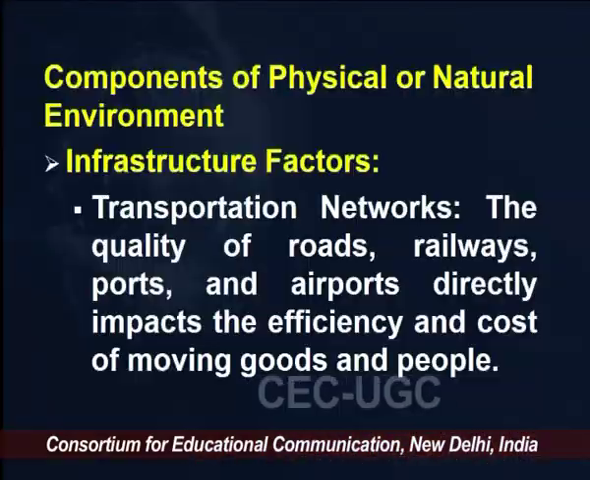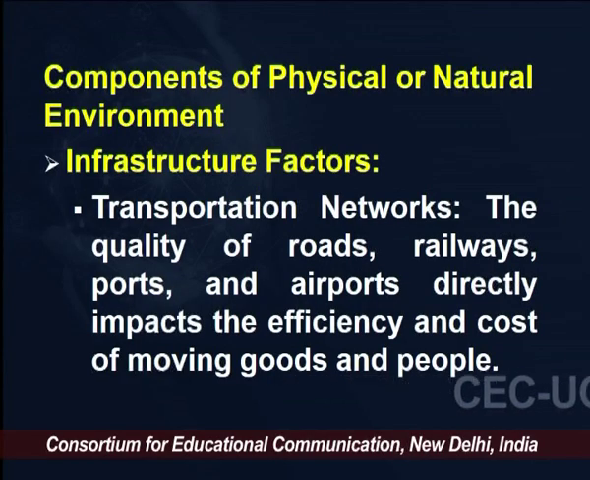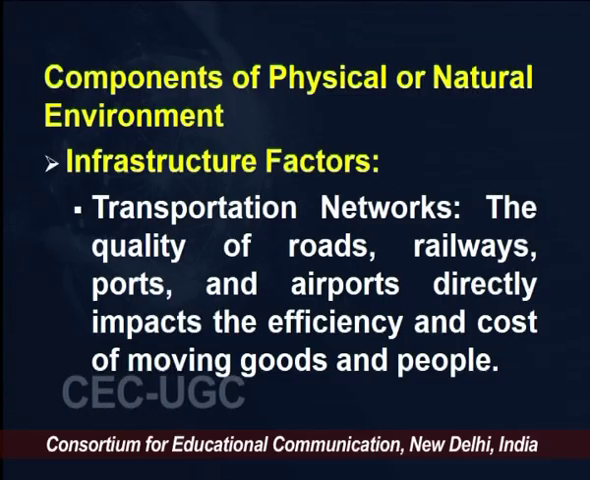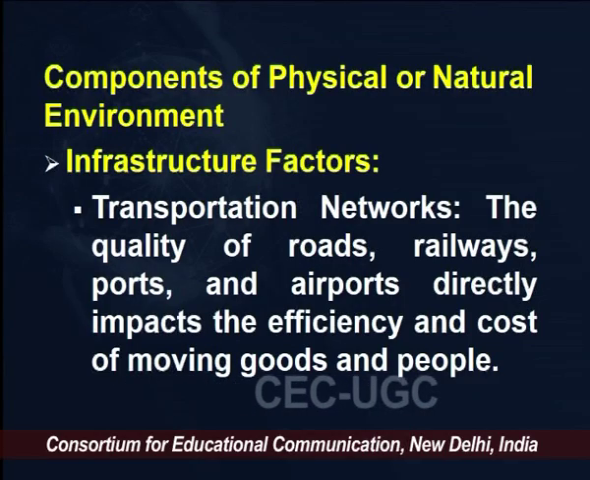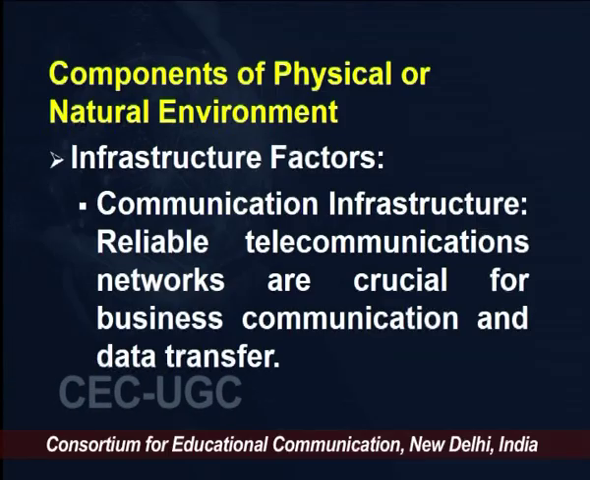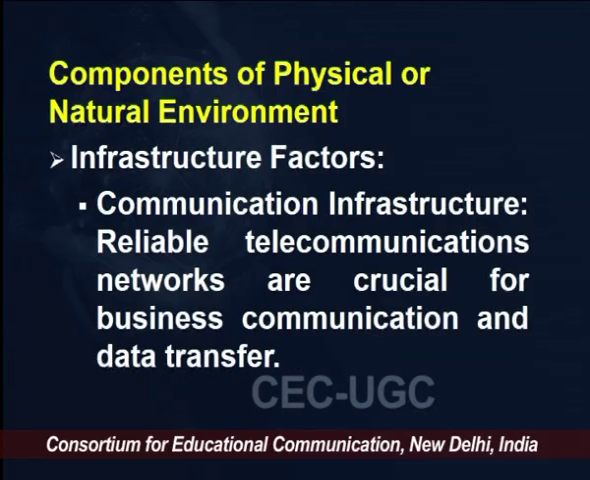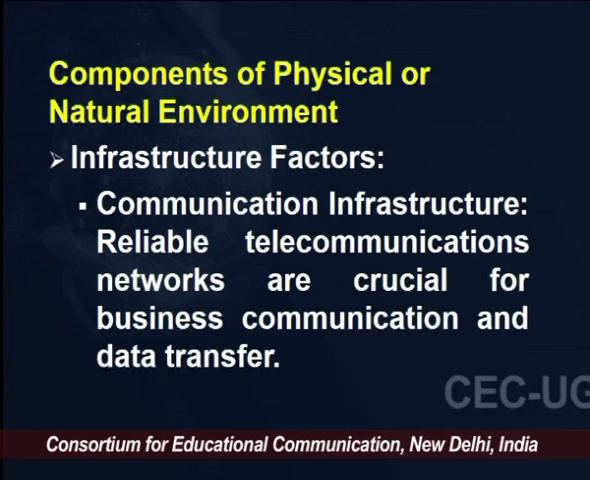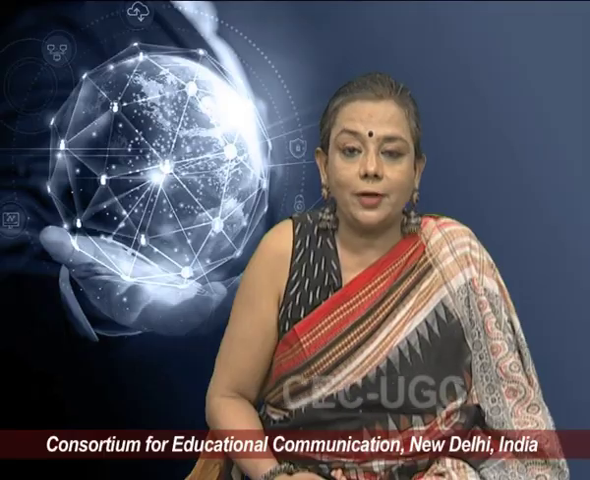How developed is the transportation network in a particular place? The quality of roads, railways, ports and airports directly impacts the efficiency and cost of moving goods and people. The second infrastructure factor is communication infrastructure. Reliable telecommunications networks are crucial for business communication and data transfer. Another is public utilities. Access to clean water, electricity and sanitation can affect business operations and employee health.